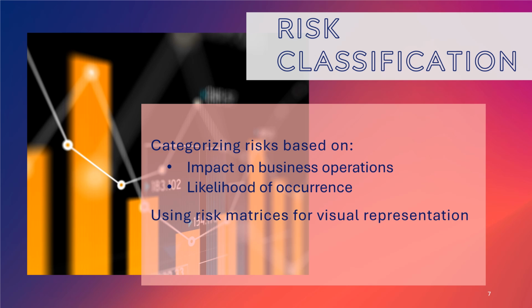Once we've identified all these risks, we need to classify them. There are two main factors to consider. How bad would it be if the identified risk was actually exploited, and how likely is it to happen? We often use a simple chart called a risk matrix to visualize this. It helps us see which risks we really need to worry about.